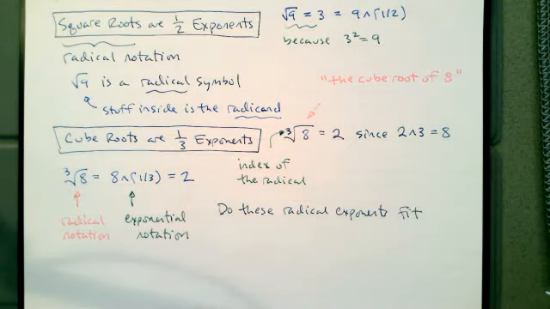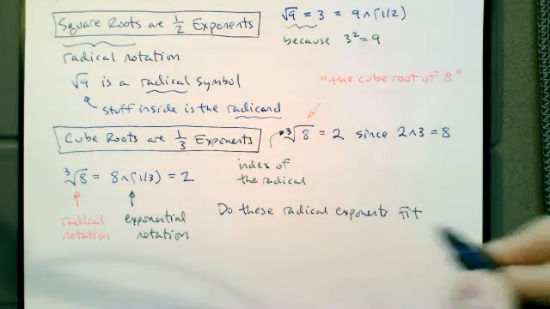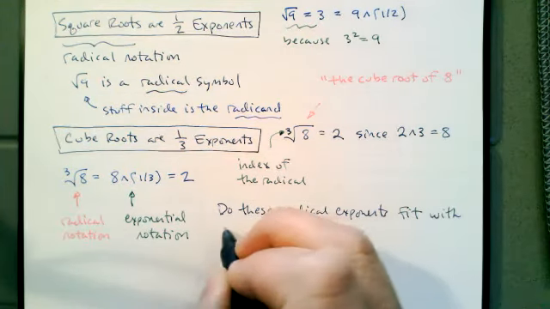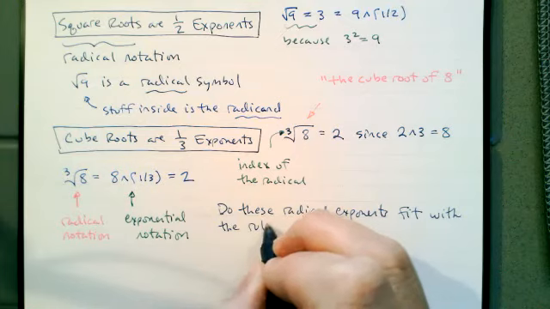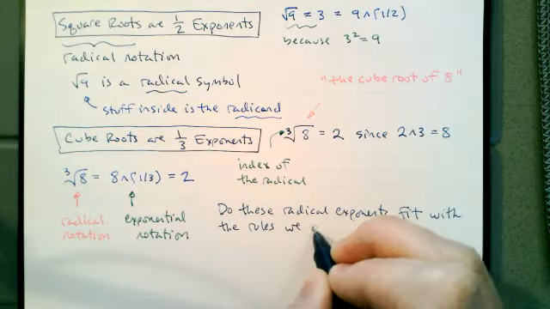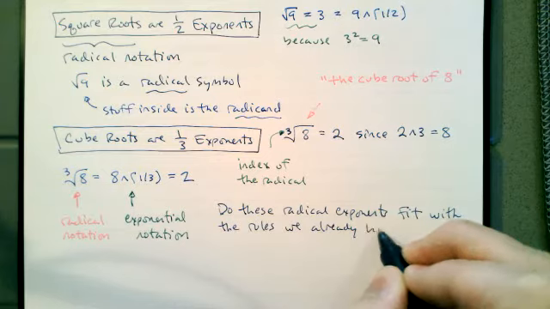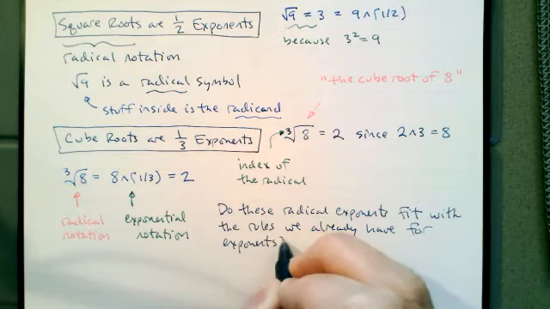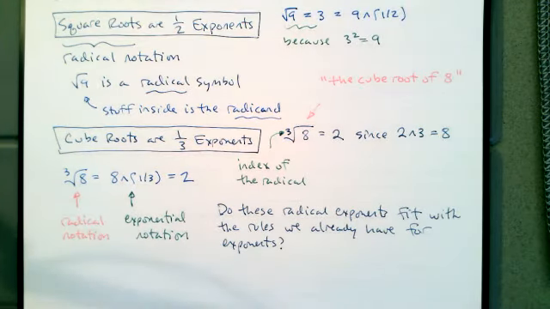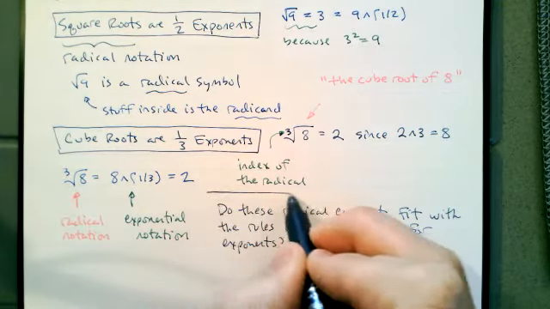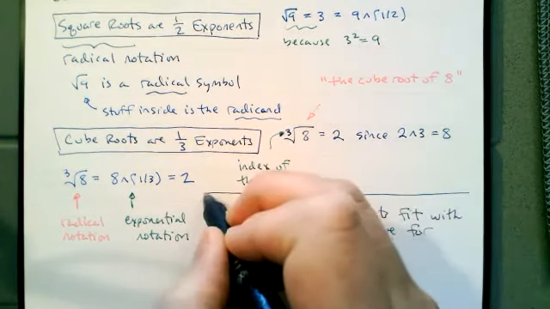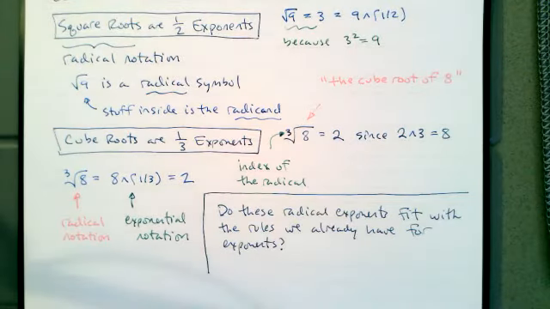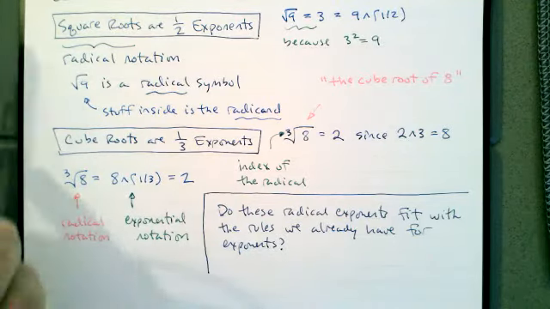So a question becomes, do these radical exponents fit with the rules we already have for exponents? This is an important thing, because here I'm introducing these radicals and saying they're fraction exponents. And you're like, oh, dude, how do we count to 1/3? I'm like, well, don't call me dude. And second of all, don't worry about it. It's just a thing. And the answer is, of course they do.